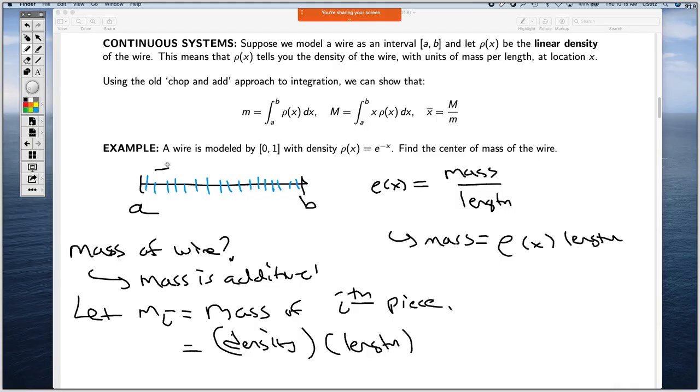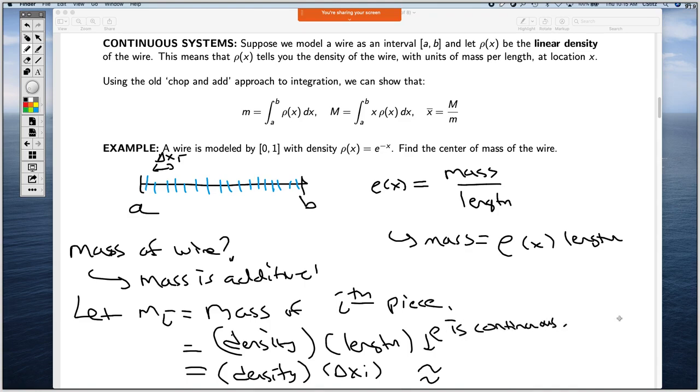So, what's the length of each of these little subintervals? Well, the length is going to be delta x sub i. So that's going to be the density times my delta x sub i. And here's where we're going to have to do approximations, since we're assuming that the function, the density, is continuous. Remember what continuous means: continuous means if the inputs are close, then the outputs are close.